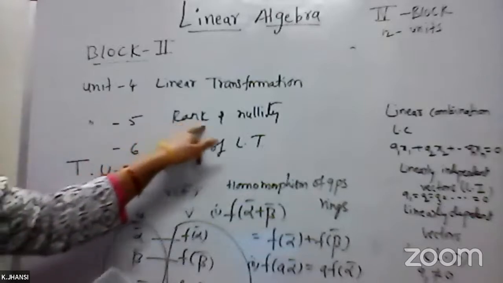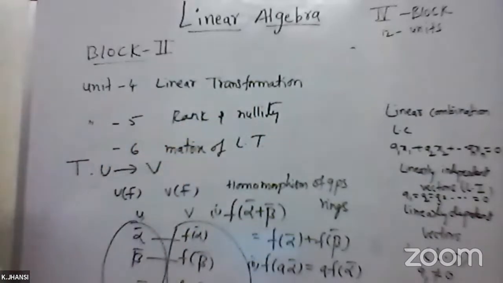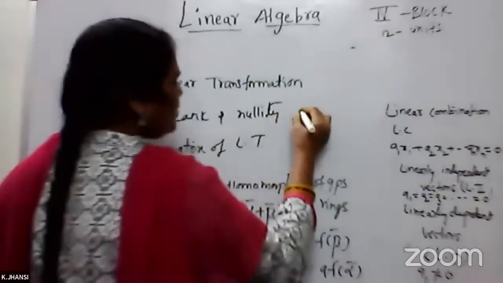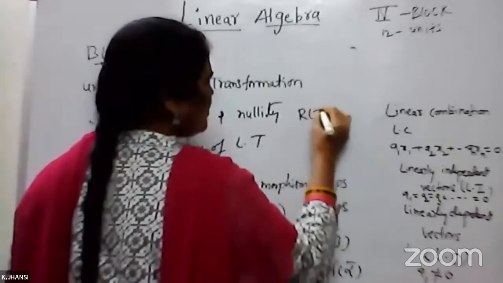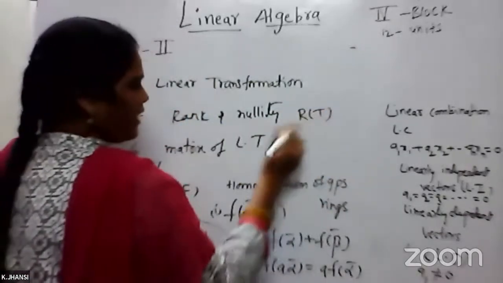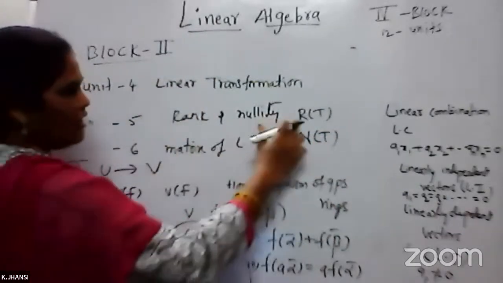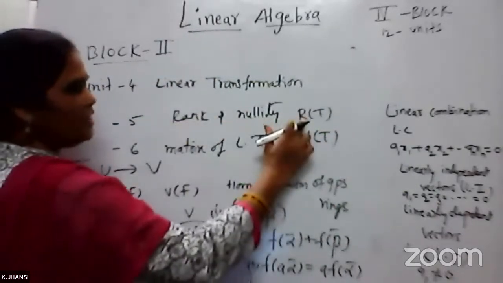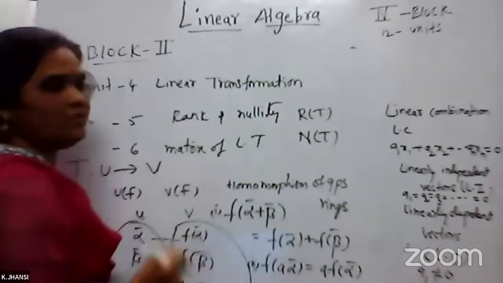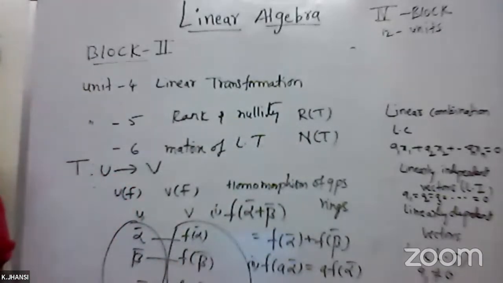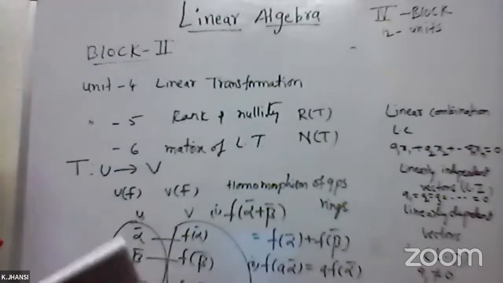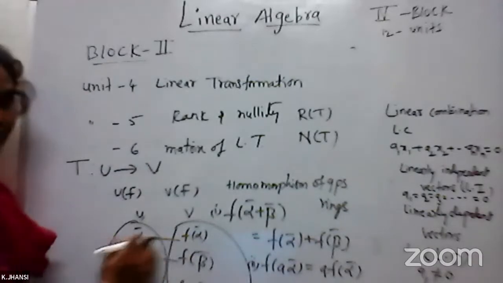Next we have rank and nullity. Rank will be represented with R of T, and nullity will be represented with n of T. Okay. So rank is nothing but the range of the linear transformation. Range means whatever images you are getting.